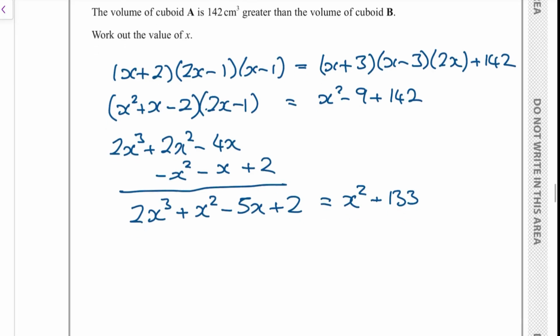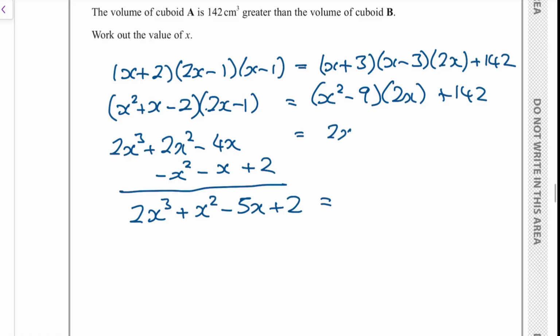Okay. And then what I'm going to do is I'm going to collect these things together. Oh, sorry, I've done this wrong, haven't I? Let me just confirm this. I told you I was going to do this live. You can see I'm making the error. I forgot the 2x. So it's going to be x squared minus 9 times 2x plus 142. I was wondering where the cubes had gone, which is how I knew I'd made an error, which equals 2x cubed minus 18x plus 142.